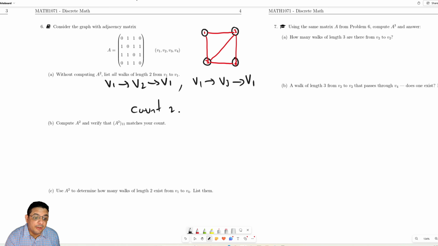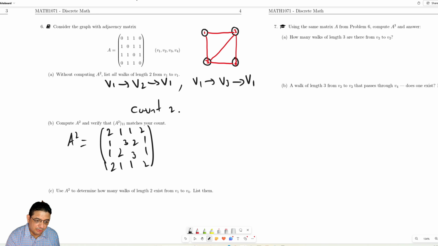Now, the purpose of the powers here is that they give me all the walks, with the A squared matrix. So if I do A squared, notice that I'm going to have the following matrix. It's going to be 2, 1, 1, 2, 1, 3, 2, 1, 1, 2, 3, 1, and 2, 1, 1, 2. You can verify that by multiplying this matrix by itself. Notice that A squared 1, 1 is giving me 2. And so that matches the number of walks from node 1 to node 1, which is 2.